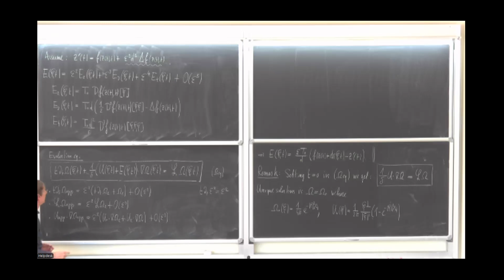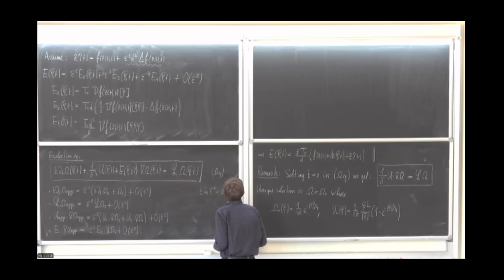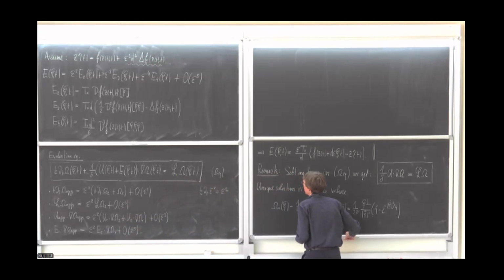Okay, and finally I have this: E dot grad omega r, and this E starts at the order epsilon squared already, so it's just epsilon squared E2 dot grad omega 0 plus order of epsilon cubed. No pitfall, no subtlety, nothing. It's just you plug and you see what it is. But the equation we obtain is quite interesting, okay?